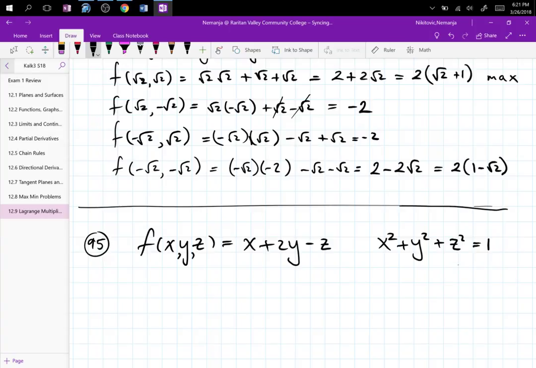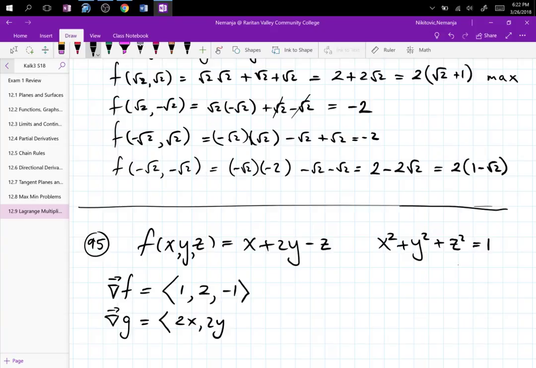Let's take a look at this together. So we have our del f: partial derivative with respect to x, 1, partial derivative with respect to y, 2, partial derivative with respect to z, negative 1. Oh, nice. How about del g, 2x, 2y, 2z, nice.